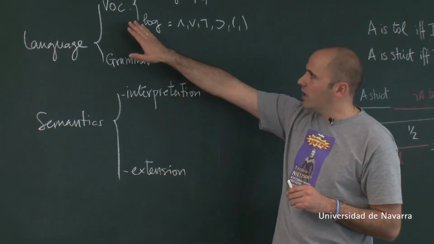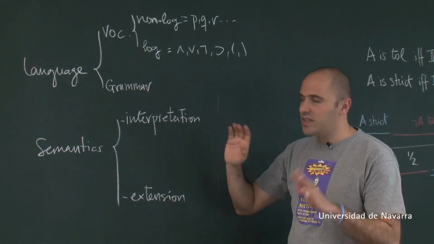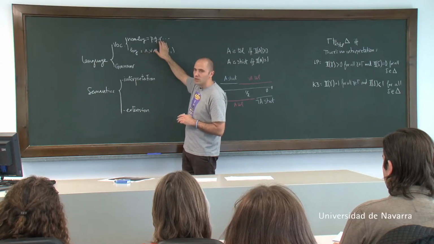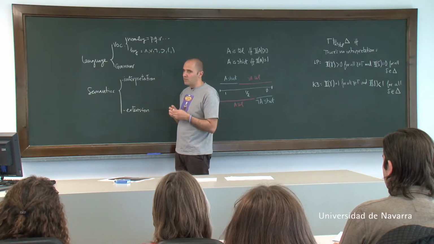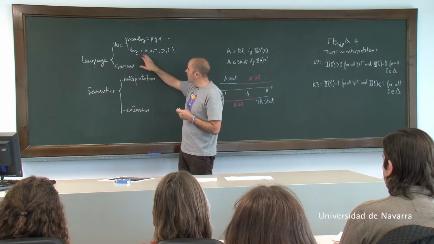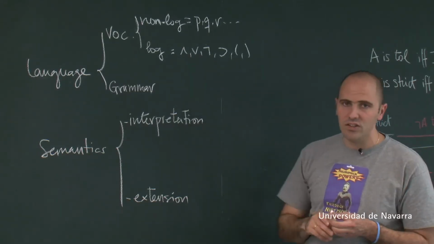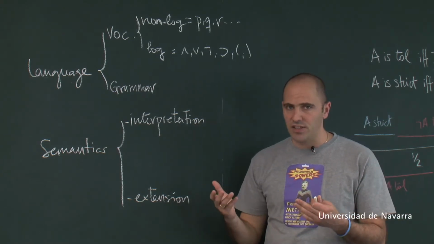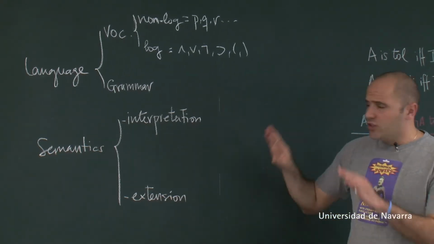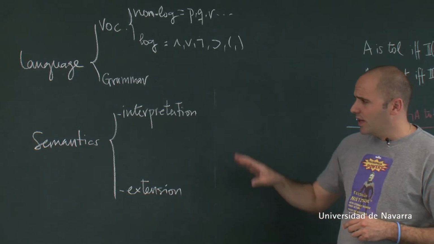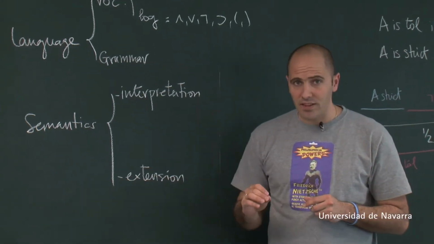We've got a vocabulary in which we distinguish the non-logical vocabulary, with propositional variables, and a logical vocabulary with constants: conjunction, disjunction, negation, conditional, and the parentheses. So the language is just the same. Now all the action is in the semantics.